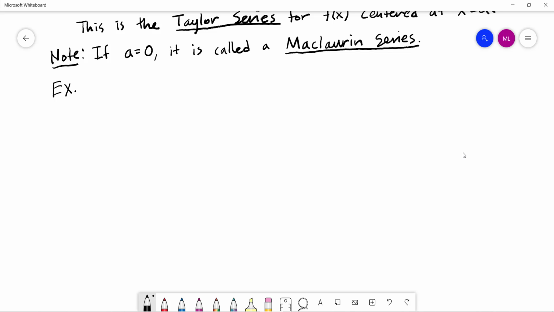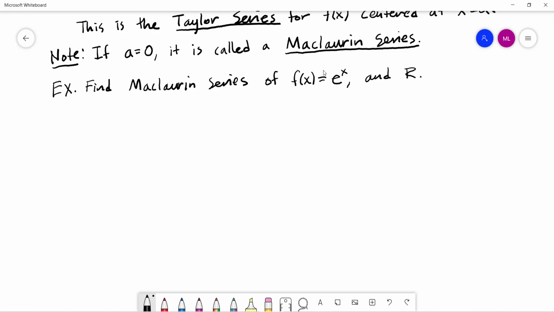So let's find the Maclaurin series, in this case just because I want it centered at 0, of f of x equals e to the x. And with it, let's also find the radius of convergence, because it's not useful to find a series representation and then find out the radius of convergence is 0 and that it doesn't actually approximate the function that you were interested in, except at that one single point.